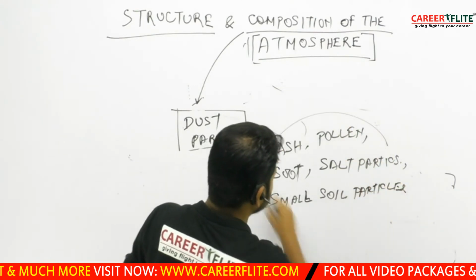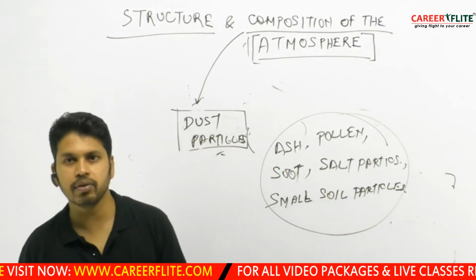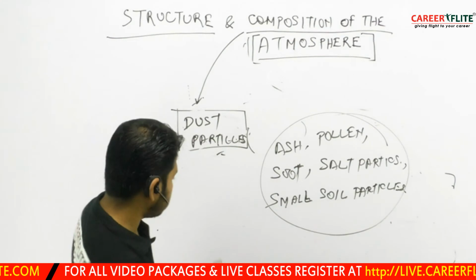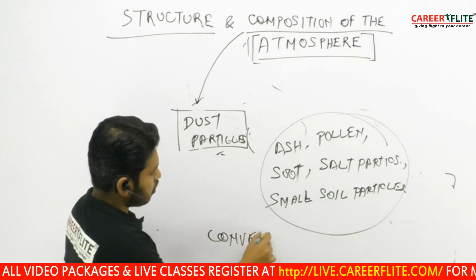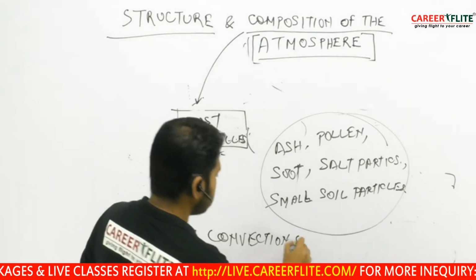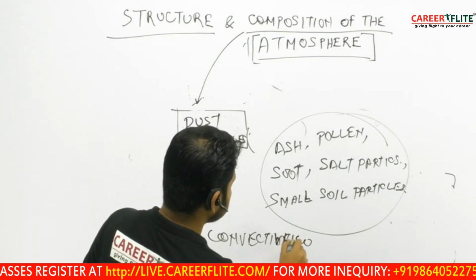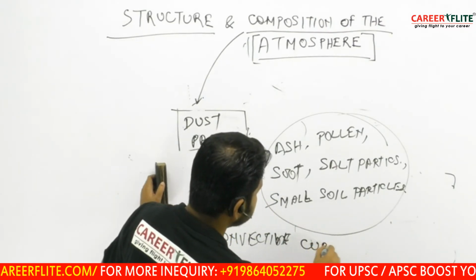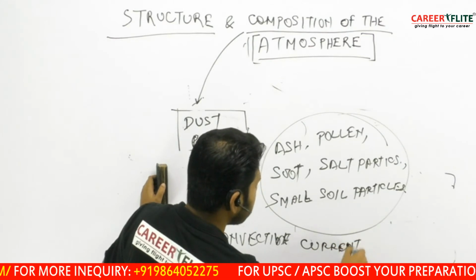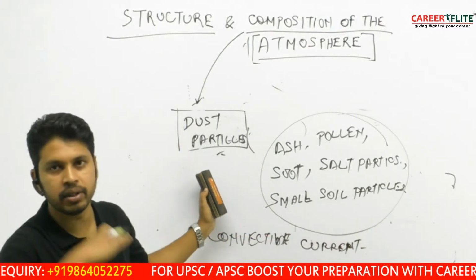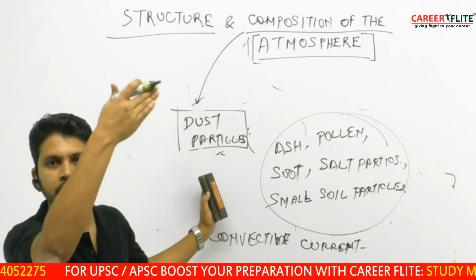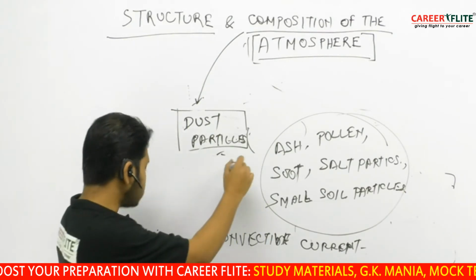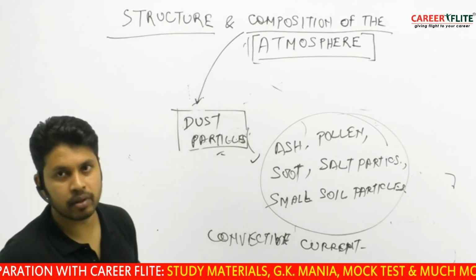Now, what happened to these dust particles? They go to the upper part of the atmosphere through the convective current. Convective current is a vertical movement of air, and the horizontal movement of air is known as advective current. Because of the convective current, the vertical movement of air, these dust particles are being sent to the upper part of the troposphere.